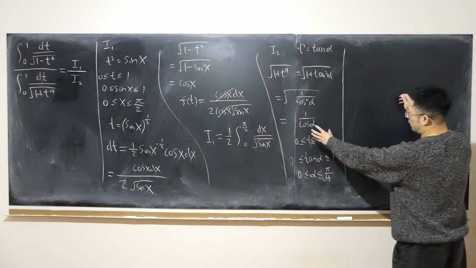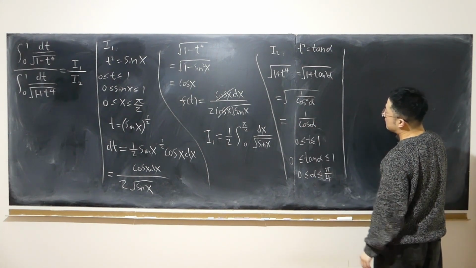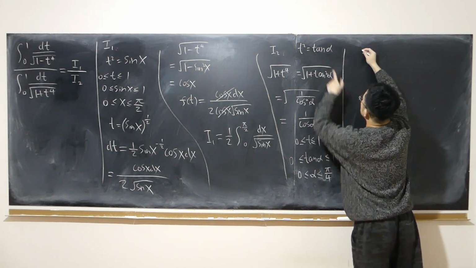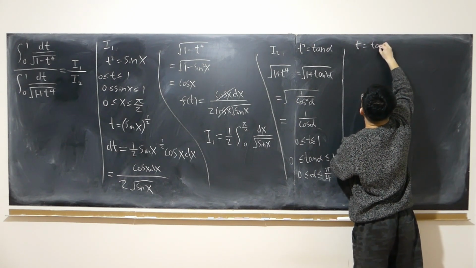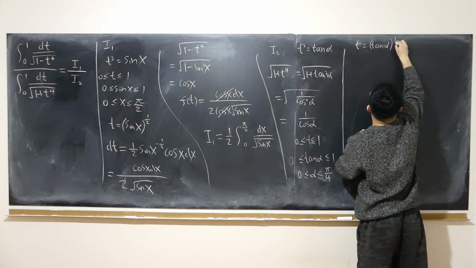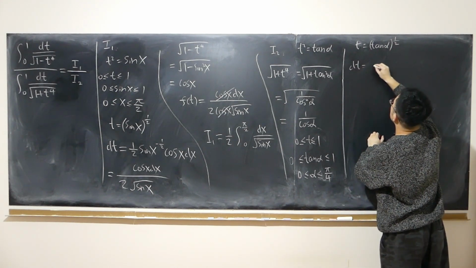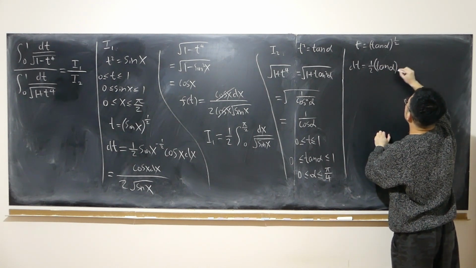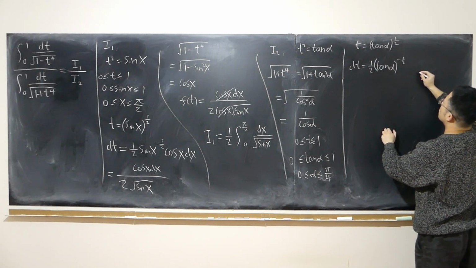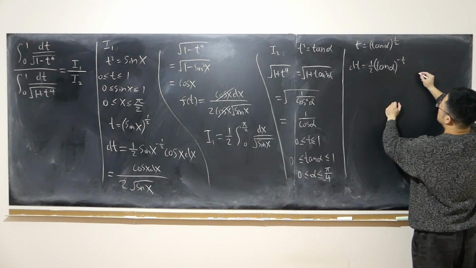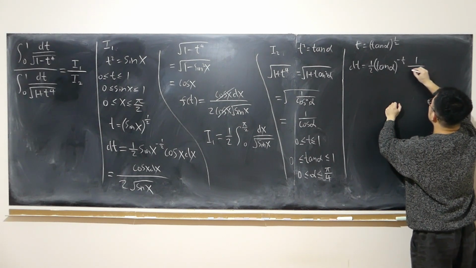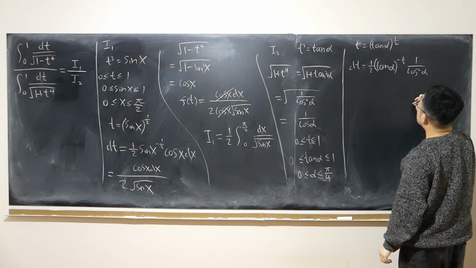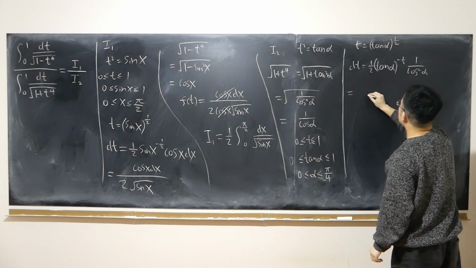So that means cosine, I don't need absolute value, right? So this is what I need. So that tells me t is equal to tangent alpha to the power of half. So dt should be equal to half times tangent alpha to the power of minus half, using the chain rule. What's the derivative of the inside, tangent? I believe it is 1 over cosine square alpha, right? Positive.